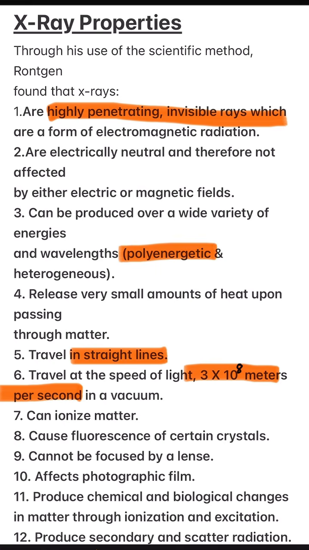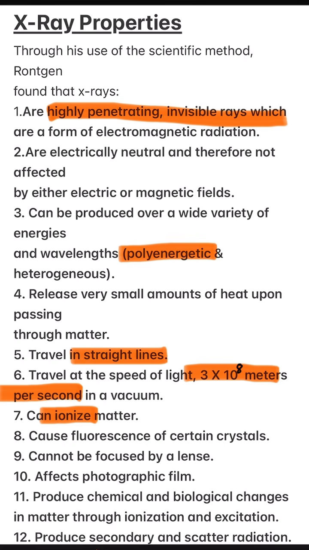The seventh property is that they can ionize matter, meaning when they pass through matter they can emit an electron, and the process is known as ionization. So when X-rays pass through matter, sometimes they can release an electron from the material, which causes ionization.